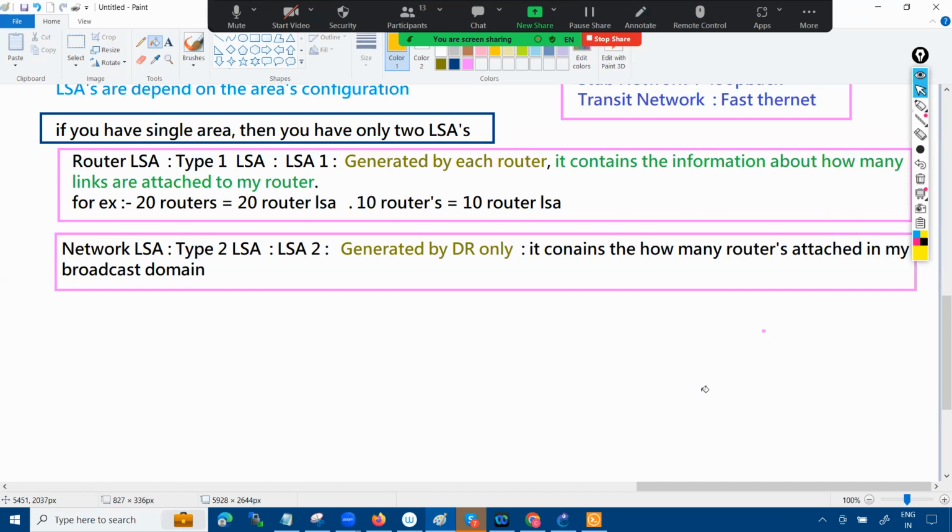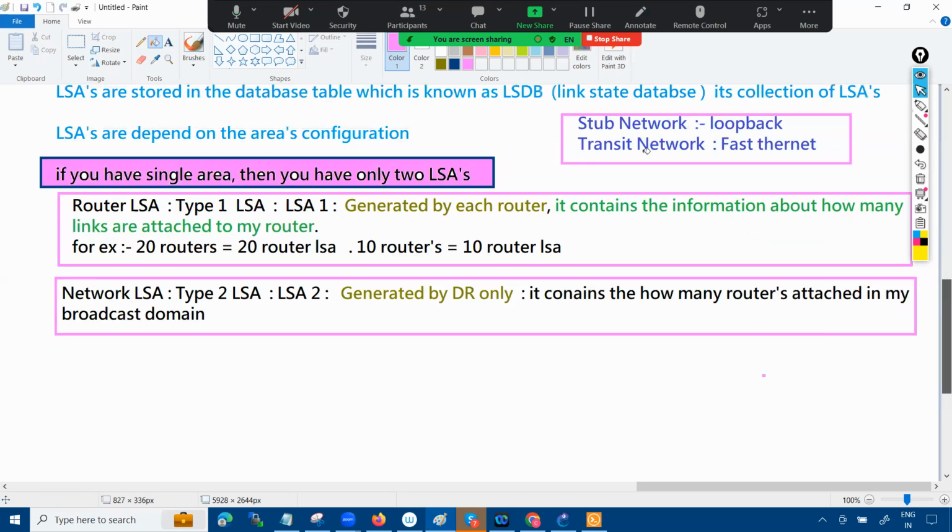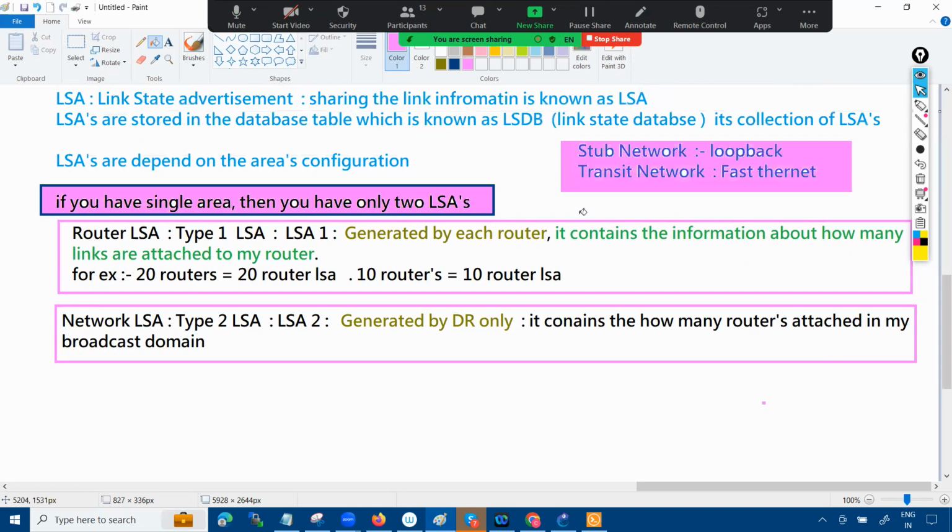These two LSAs, always remember, are only present within the area. They will never go beyond the area. Never ever. Two types of link we will have over there: either a stub or a transit. The stub will be loopback, and transit will go to another router.